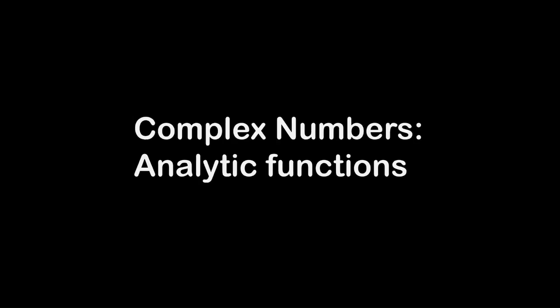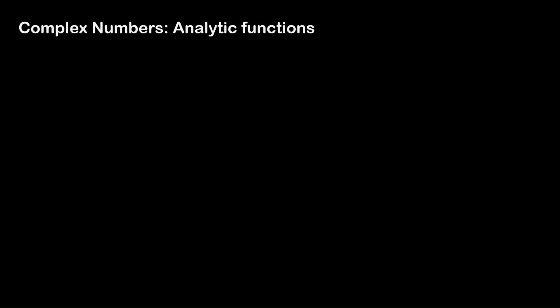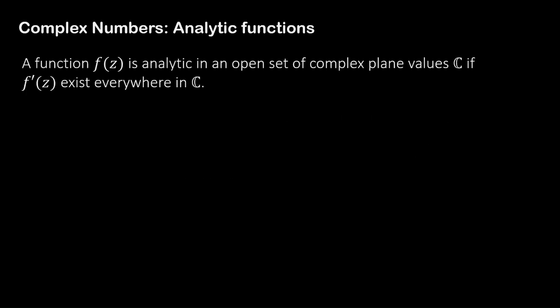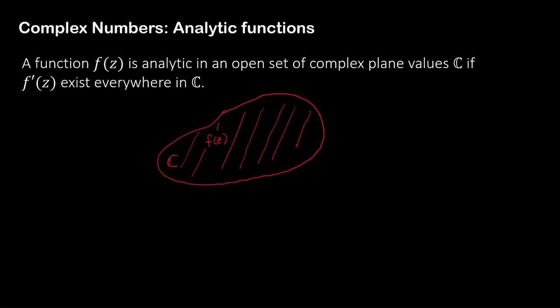So let's discuss complex numbers being analytic functions. A function f(z) is analytic in an open set of complex plane values if f'(z) exists everywhere in the same complex plane values. Let's say we have the set of values in the complex plane. If we choose f(z) anywhere in that complex plane values, then f'(z) should also exist everywhere in that set.